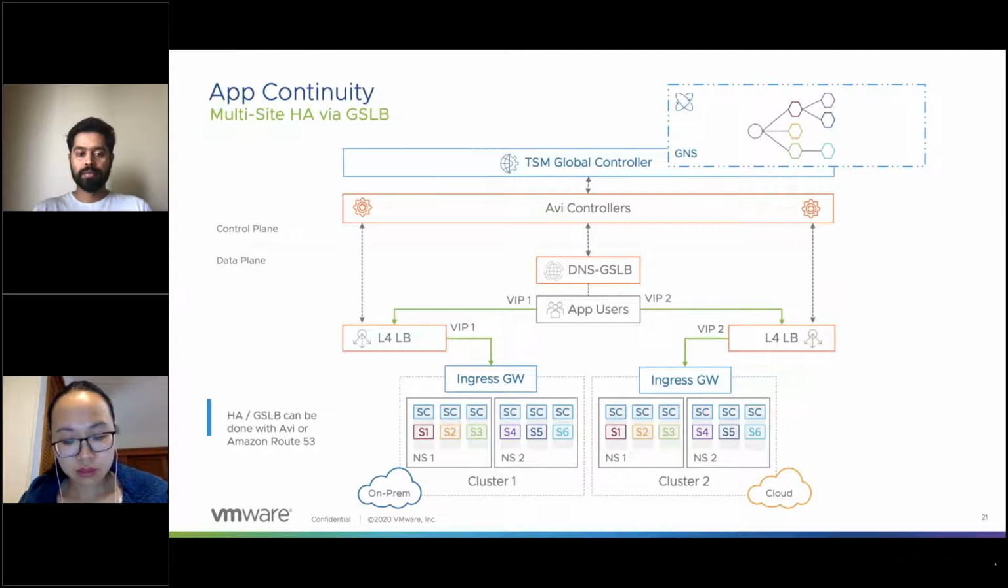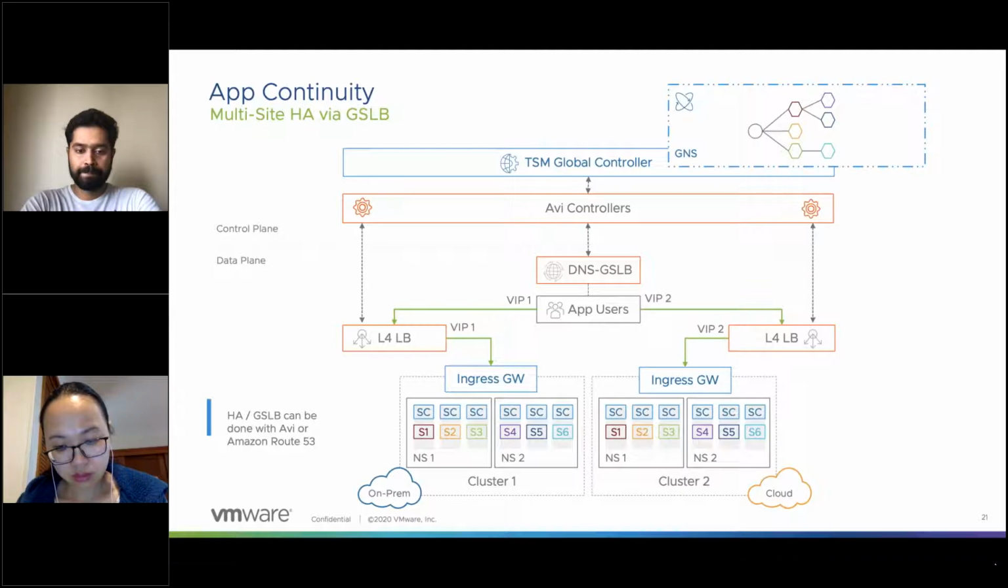Let's take a little deeper look at how TSM with AVI enables each of these use cases, right? In this slide, you can look at a high-level architecture of how TSM and AVI look in the use case of high availability or app continuity, right? In this slide, you can see there are two Kubernetes clusters. One is running on-prem and one is running on cloud. They could also be running in two different regions.